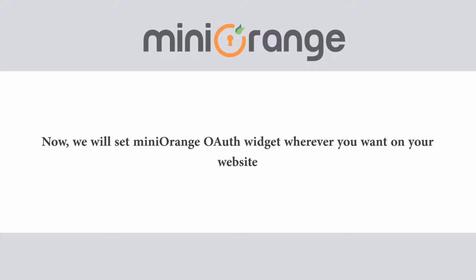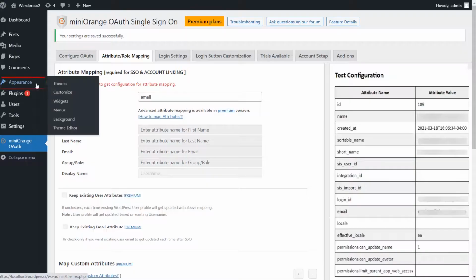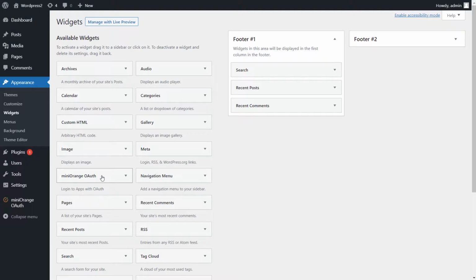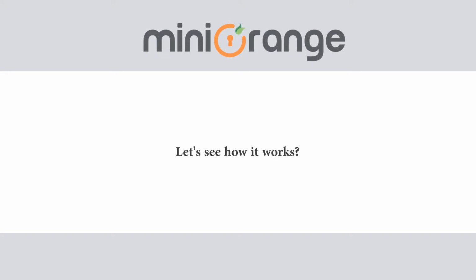Now, we will set the miniOrange OAuth widget wherever you want on your website. Now go to Appearance and then the Widgets tab. Drag and drop the miniOrange OAuth widget to your favorite location and click on Save. Let's see how it works.